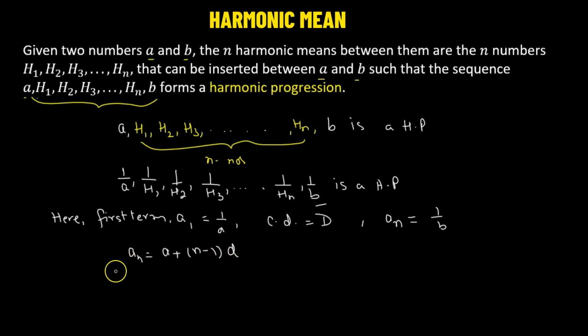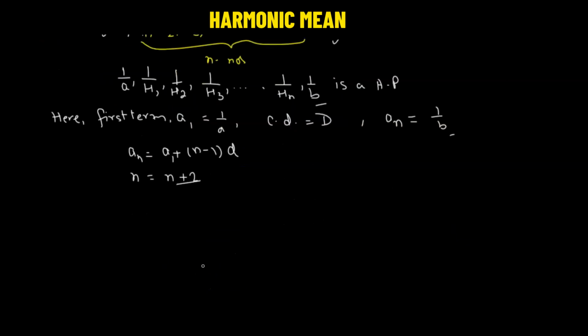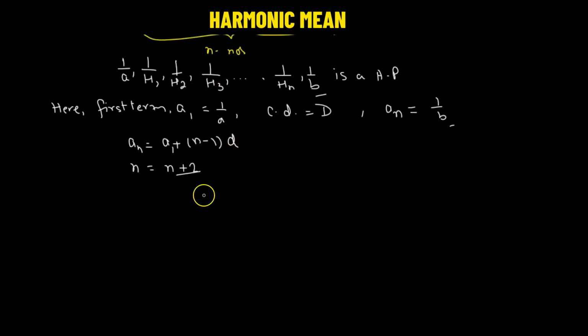However, we need to be careful here, because n is not exactly n. We have a total of n numbers, h1 up to hn, and we also have to take into consideration the two extra numbers A and B. So in fact, n is actually n plus 2. Let's place the first term A1 as 1 over A, An as 1 over B, and n as n plus 2, and we're going to get an expression for the common difference D. In place of An, we have 1 over B, the last term, which equals the first term A1, 1 over A, added to n plus 2 minus 1 times the common difference D.